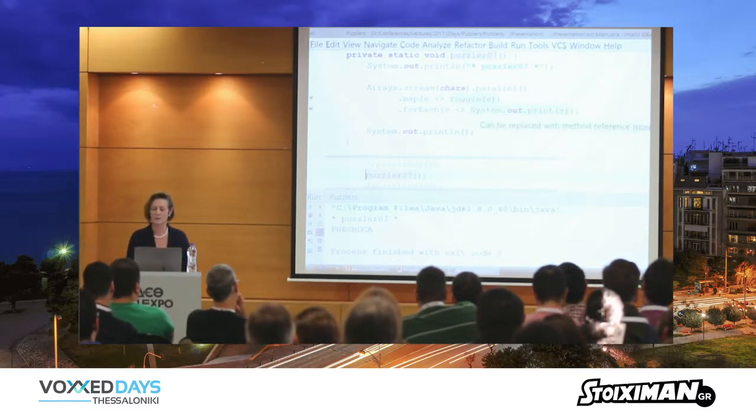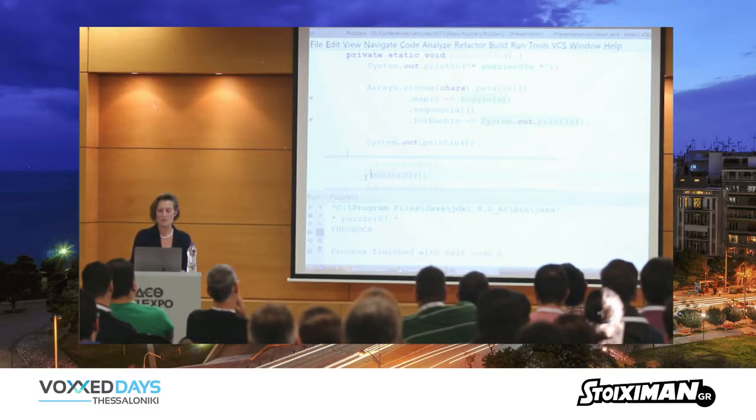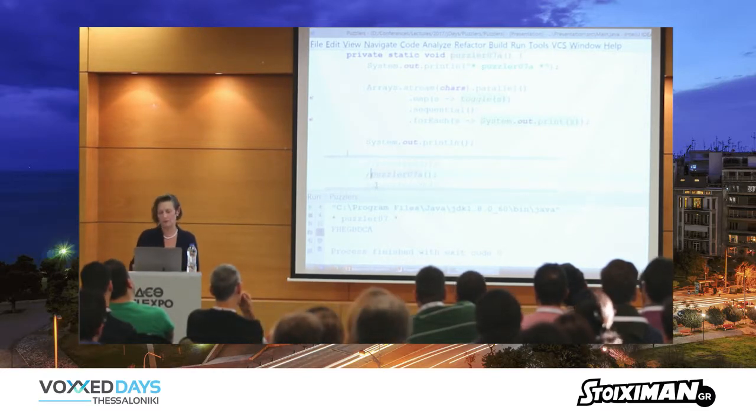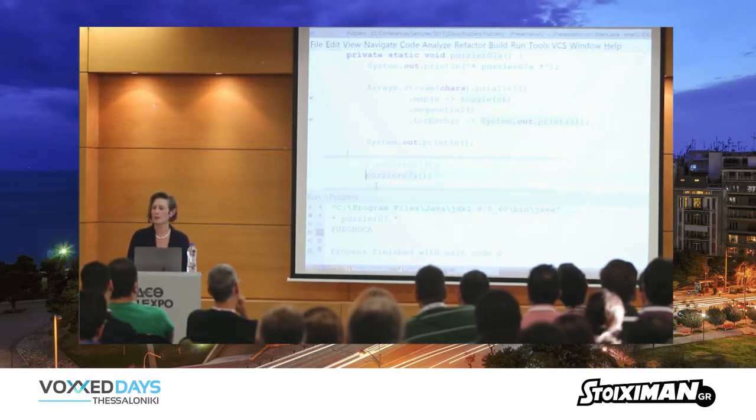Now I try to fix this. My idea of fixing this is, well, I want to do the mapping in parallel, but the forEach I want to do sequentially, in order to maintain my encounter order. So this is 7a. Will it work? I mean, will I get an ordered result?